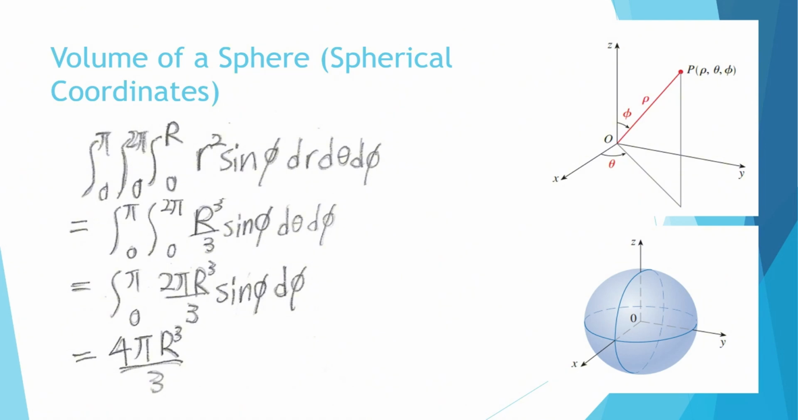And finally, integrate with respect to phi, which is from 0 to pi. The integral of 2 pi capital R cubed over 3 times sine phi with respect to phi is negative 2 pi capital R cubed over 3 times cosine phi, evaluated from 0 to pi. This simplifies to 4 pi capital R cubed over 3. So the final result, the volume of the sphere is 4/3 pi capital R cubed.